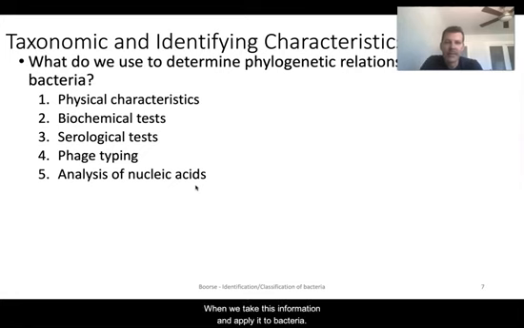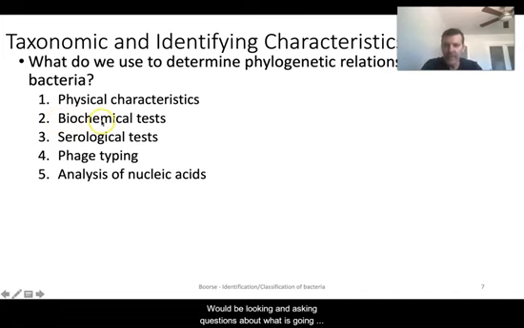When we take this information and apply it to bacteria, another way of wording that is, how can we put bacteria in meaningful groups, or how can we look at their phylogenetic relationship? These are 5 different types of characteristics that can be used. So for example, we can look at the physical characteristics of a bacteria. So we actually look at some characteristic of it. What does a bacterium look like under the microscope? That can be meaningful. What do bacteria look like when they grow on a petri dish? That's something. So that's called physical characteristics.